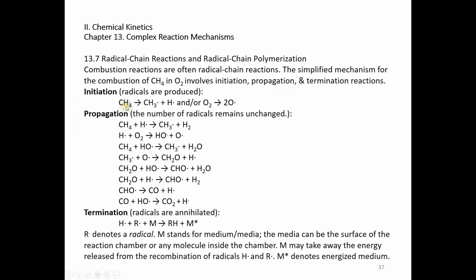Initiation. It's possible for one of the carbon-hydrogen bonds to break and form a methyl radical and a hydrogen radical. With enough energy, we can even break the oxygen-oxygen double bond in O2 to form two oxygen atoms. Propagation. A hydrogen radical may attack a methane molecule and abstract one hydrogen off to form H2. That leaves a methyl radical. The hydrogen radical can also react with O2 to form hydroxide and an oxygen atom.